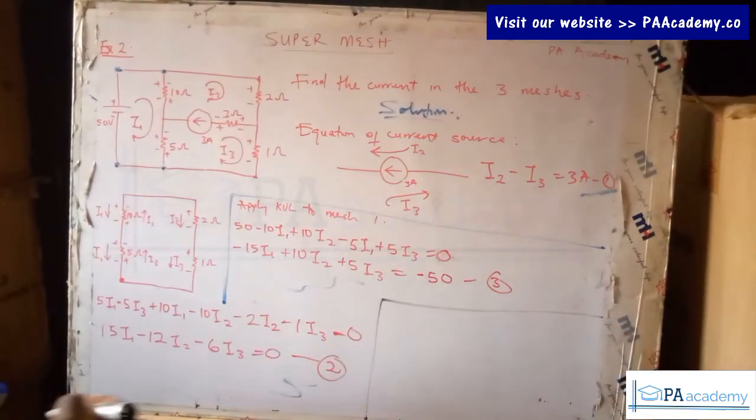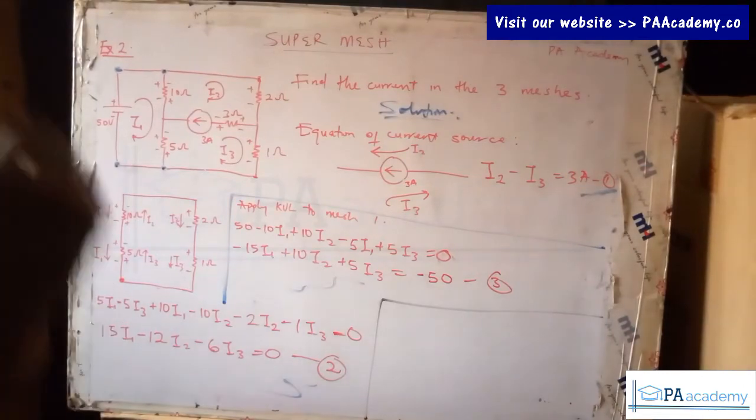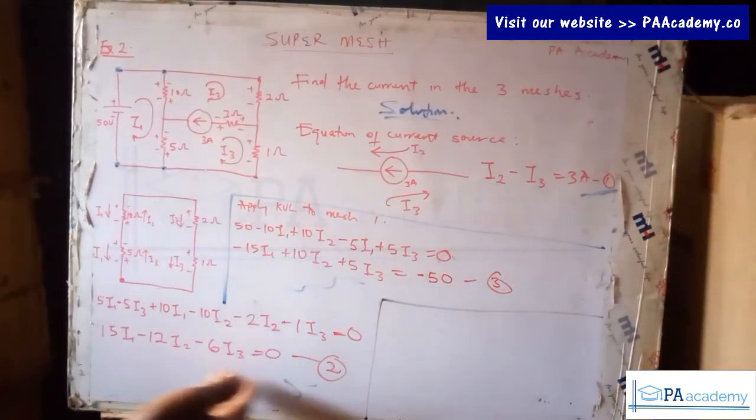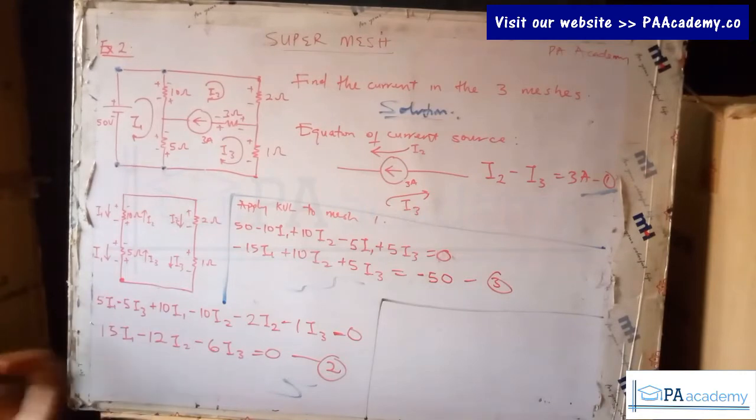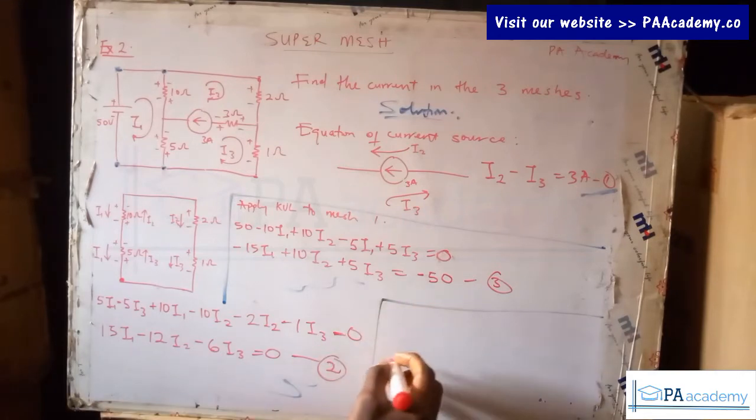So for us to get the values of I1, I2, and I3, just like we did earlier in the previous example, you are going to solve the 3 equations simultaneously. Whichever method you want to use, substitution, elimination, or you can use your calculator, which is the one I prefer. So let me write out those values.